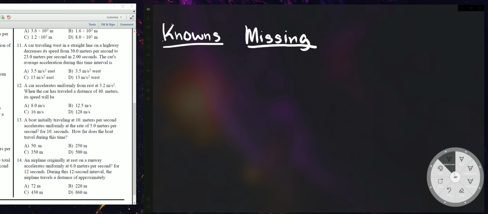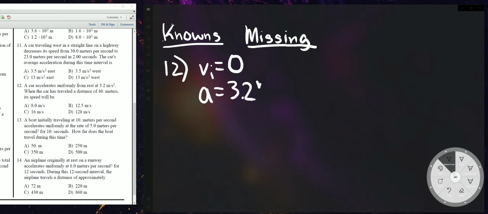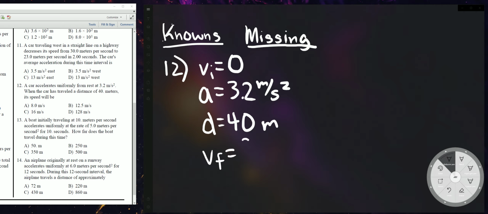12. A car accelerates uniformly from rest at 3.2 meters per second squared. Saying from rest, well, my initial velocity is going to be 0. And 3.2 meters per second squared, that's the acceleration value. It travels a distance of 40 meters. Its speed will be, so it wants the final speed. It wants you to solve for this.